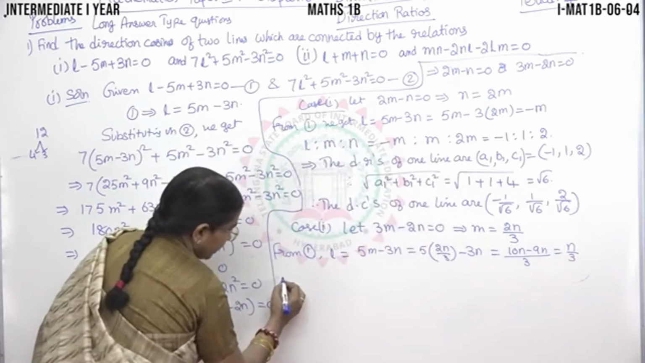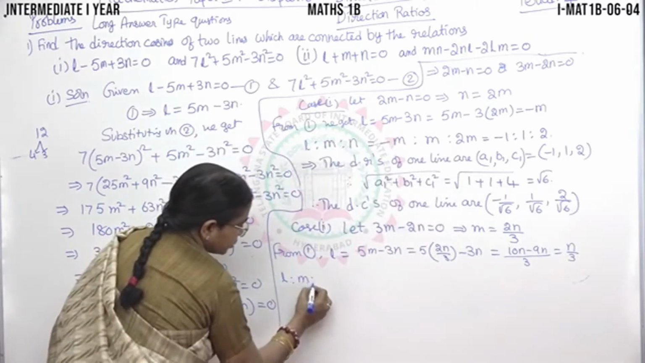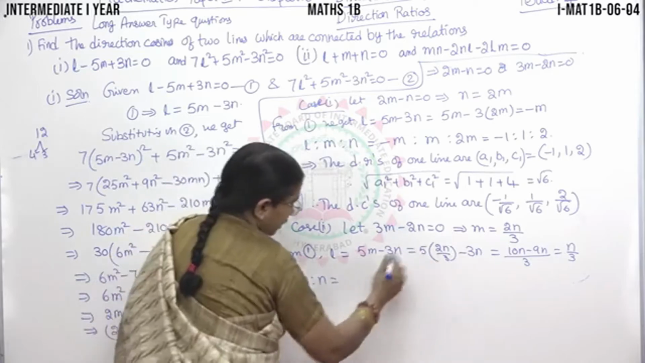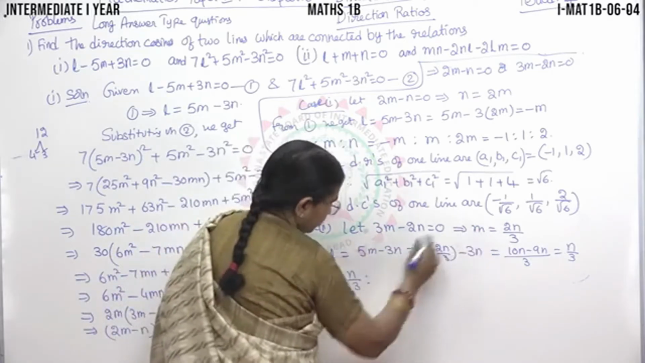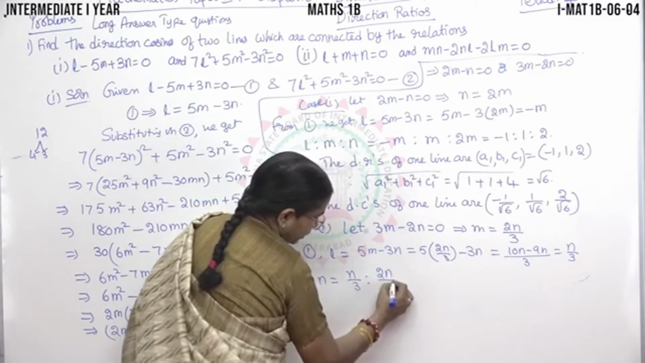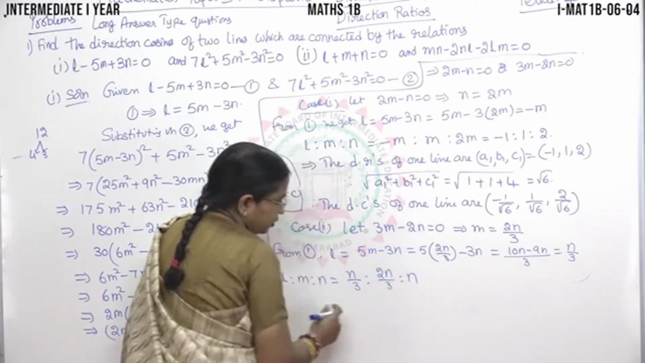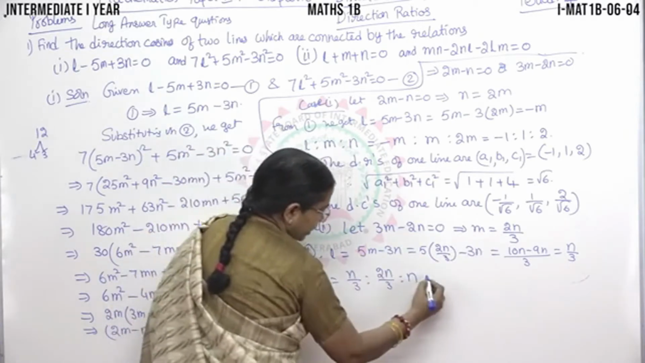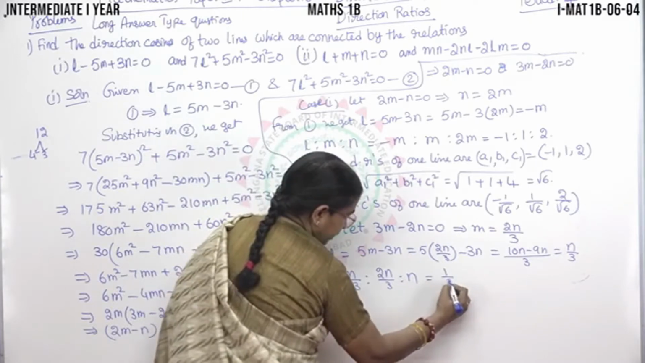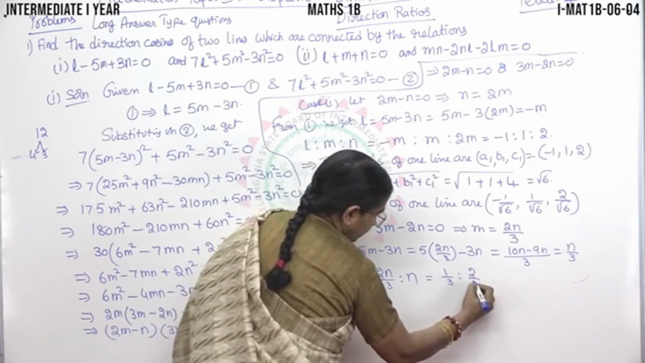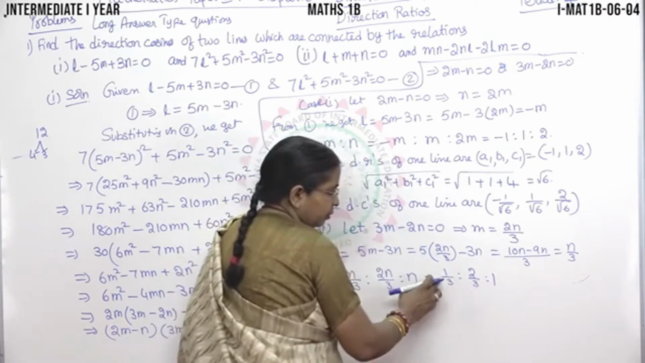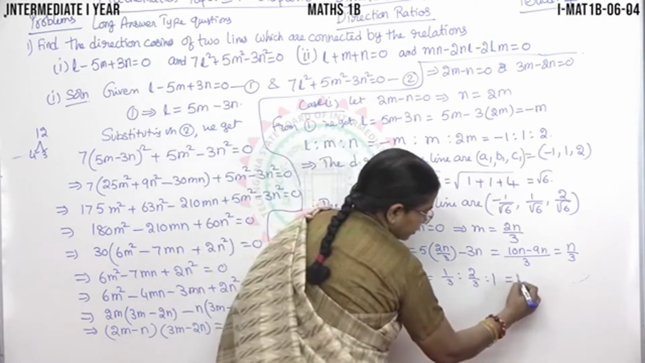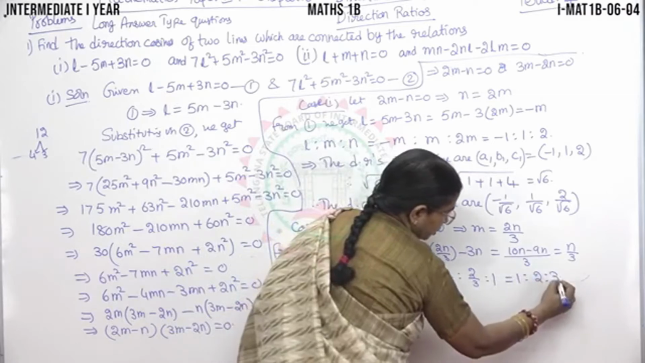Now we'll find again l is to m is to n. So what is l? n by 3 is to m. m is 2n by 3. 2n by 3 is to n. So you can take n common and cancel. So it is 1 by 3 is to 2 by 3 is to 1. Now multiply the whole ratio by 3. Then it becomes 1 is to 2 is to 3.